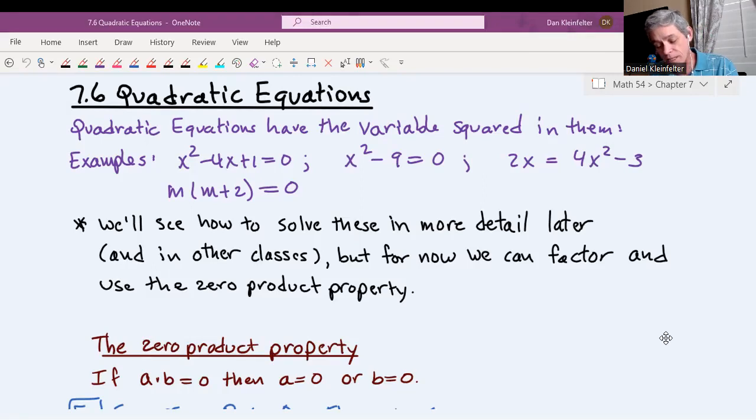So the big difference between this and what we've been working on so far is that we're working on equations now. Remember that an equation has an equal sign in it. An equation is a complete statement. An equation is either true or false depending on the value of the variable. And that's a big difference from working on an expression.